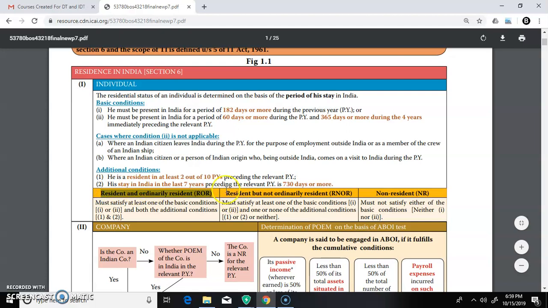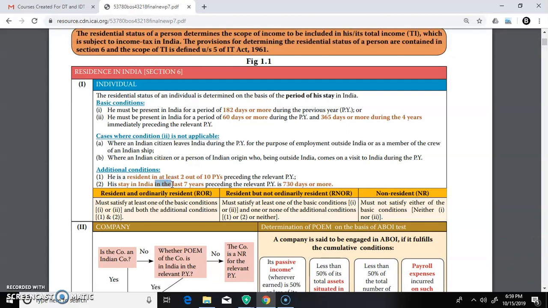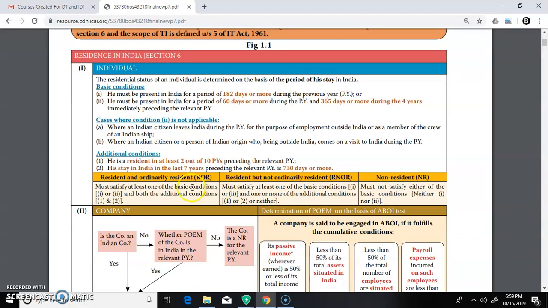Okay. Now, he is resident but not ordinary resident. So, what is he saying? At least one of the basic conditions, that is 1 or 2, he is satisfied. And one or none of the additional conditions. One of the two conditions or none, he is satisfied. Therefore, he is called resident but not ordinary resident. Non-resident: he is not satisfying either of the conditions. So, if he is not a resident and ordinary resident or a resident but not ordinary resident, he is a non-resident.